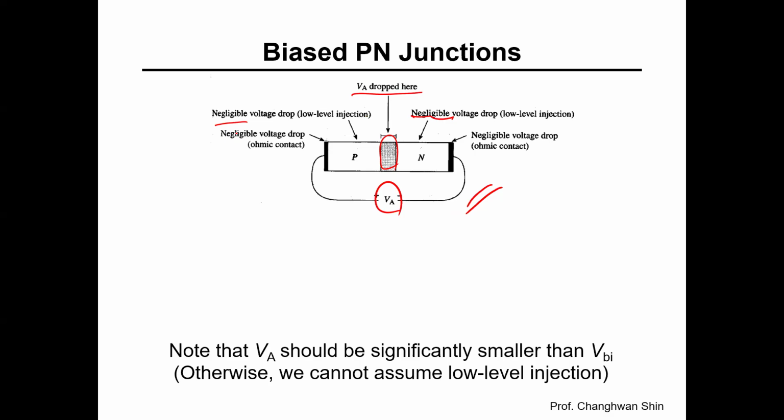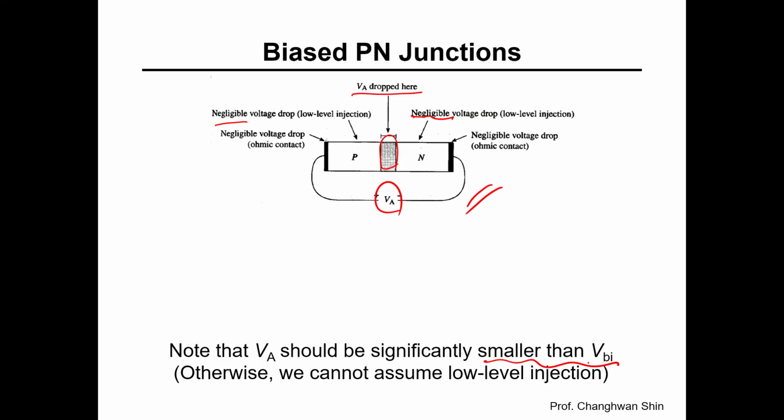This is analogous to a series circuit with a large resistor, the depletion region, and two small resistors, the P and N regions. Most of the voltage drops across the large resistor. For this model to be valid, a key condition must be satisfied. V sub A should be significantly smaller than V sub Bi.